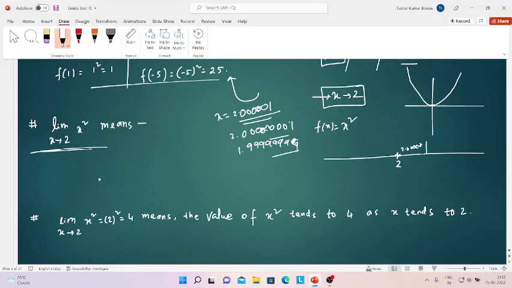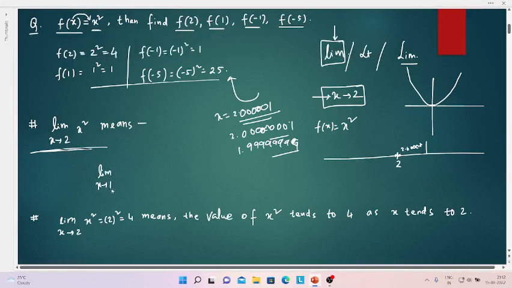Similarly, can you tell me what will be the meaning of limit x tends to 0 of x square? It is nothing but 0 square, I mean 0. So the value of the given function, which is x square, tends to 0 as x tends to 0. Similarly, if we have limit x tends to 5 of x square, where x square is the given function, it will be 25. So x square will tend to 25 as x tends to 5, right? It is also called the limiting value of x square as x tends to 5. So you can understand the basic things about limit, right?